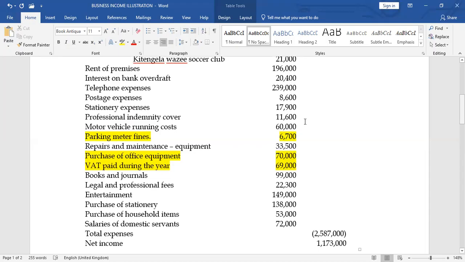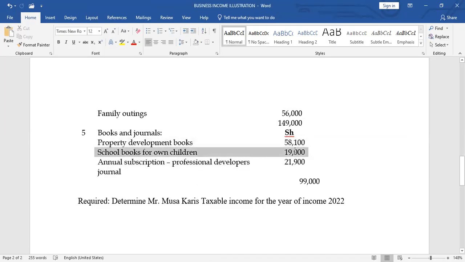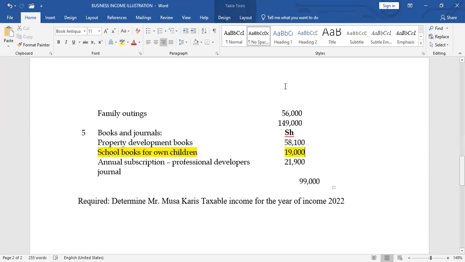Books and journals, we come down here. And down here, you are told that there is property development books. If you're a doctor and you buy books about medicine, it's an operating expense. If you are an architect, you buy books in line with that. It is an expense that is allowable. The subscription to a journal so that they can be sent new material is also allowable. What is not allowable is school books for your own children. That one is not allowable.